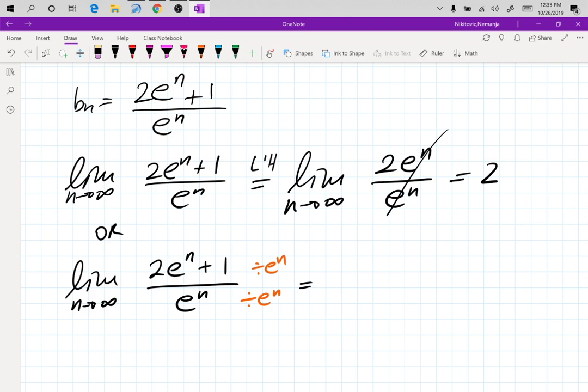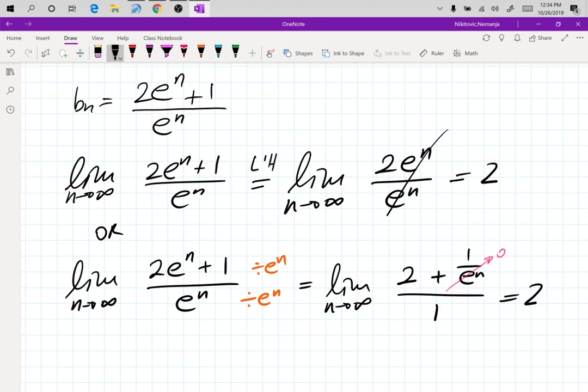Can you divide by sine? No. Sine is 0 infinitely many times. You can't divide by sine, but you can divide by e to the n. Awesome. So this turns into a limit. N goes to infinity of 2 plus 1 over e to the n, divided by 1. Now, when you divide 1 by infinity, that's going to shoot to 0. 2 divided by 1 is 2, and there's your 2 again.